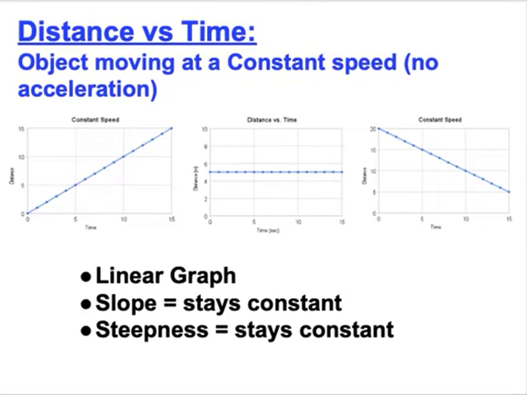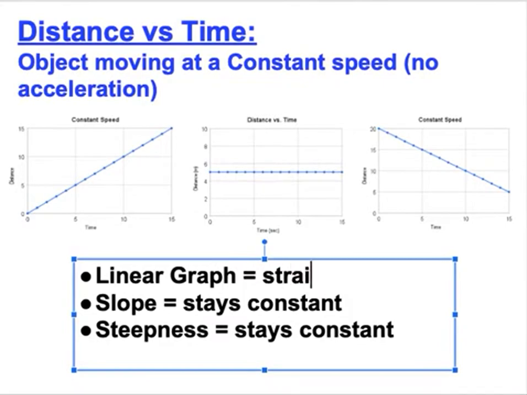If you look at the graphs, and I've given you three separate graphs here, you'll notice that even though they're going in different directions, every single graph is a straight line. And that's exactly what a linear graph means: a straight line. The slope is completely consistent. The steepness of the line never changes from one dot to the next dot. It's always straight, straight, straight. That's what I mean by a straight line, or slope stays constant.